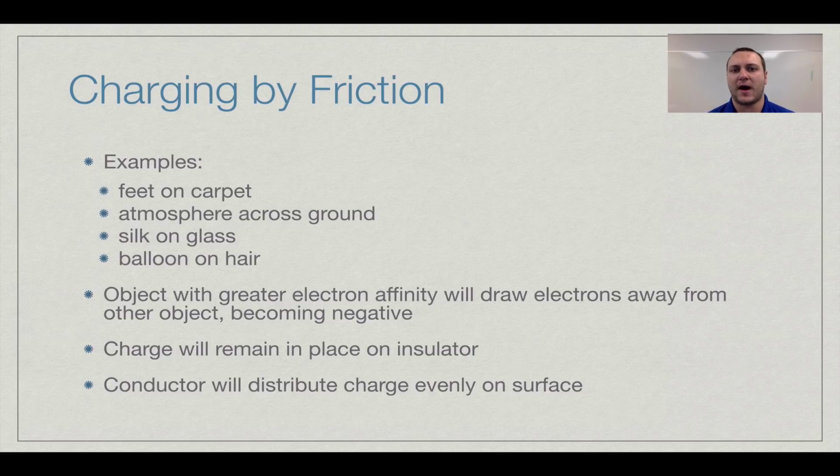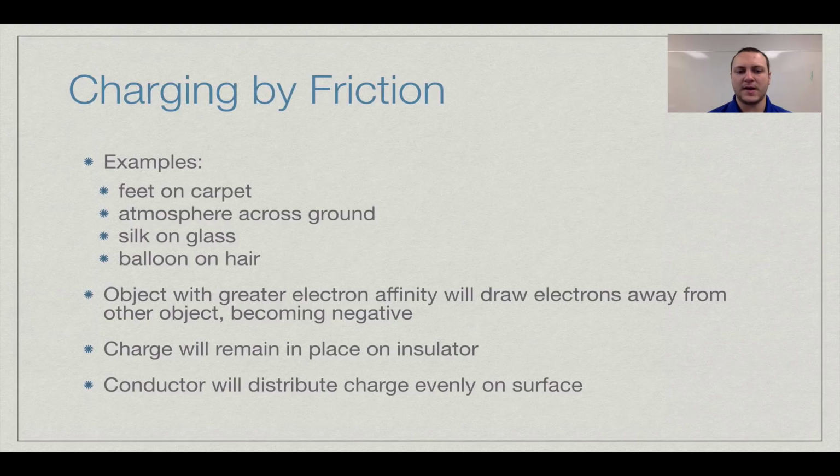That is how we define which object takes the electrons and which object loses the electrons as a result of friction. If it has a high electron affinity, think of the word affinity meaning it likes something, it wants something. Well, if it has an affinity for electrons, that means it wants to take those electrons any way that it can. So when two objects rub against each other and we charge them via friction, the object with the higher electron affinity is going to take those electrons away from the object with the lower electron affinity.